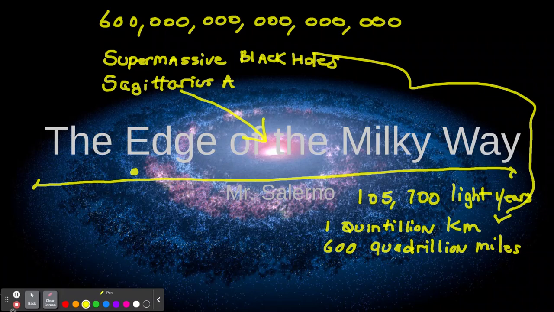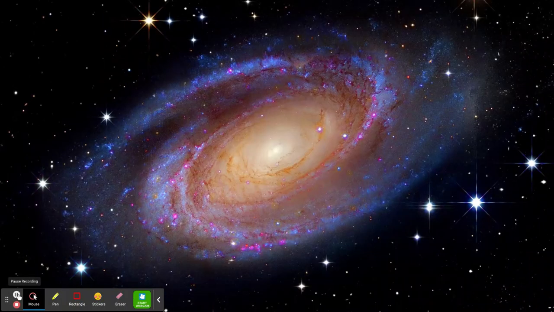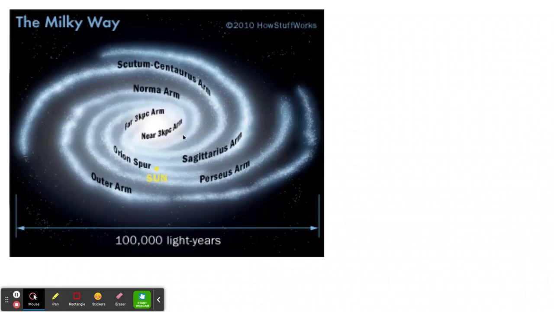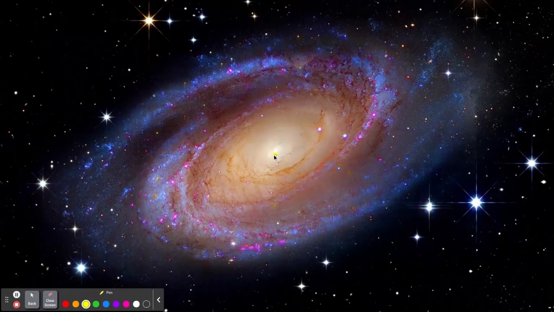So let's get a better picture of that. All right, so again, here's our supermassive black hole. And we'll talk about the arms in a minute, because we have 4 arms in our Milky Way. You can see our sun right there. All right, so here's Sagittarius A. We should not use yellow. Let's use red. Okay, so here's Sagittarius A, and we're about here, let's just say.